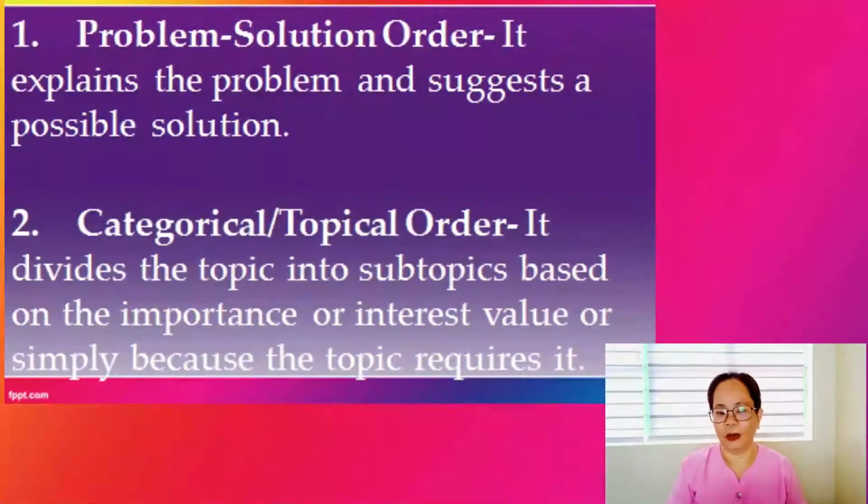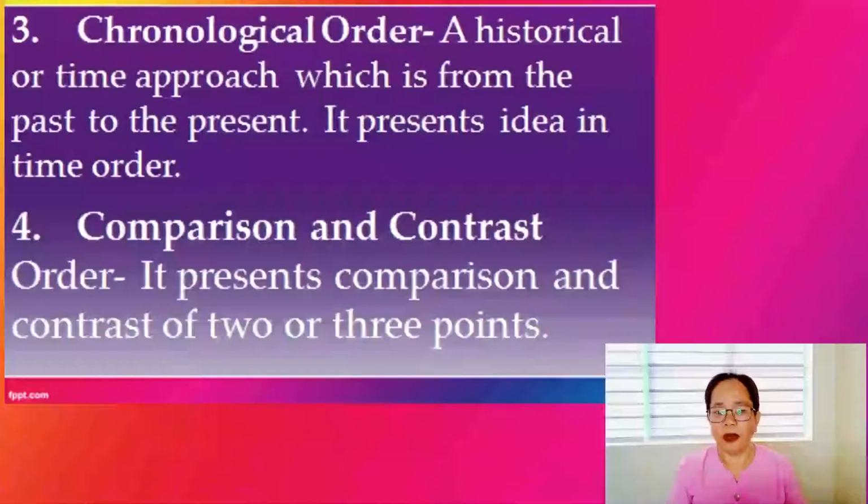Eto yon. Una, problem, solution, order. It explains the problem and suggests a possible solution. Number 2, categorical or topical order. It divides the topic into subtopics based on the importance or interest, value, or simply because the topics requires it. Number 3, chronological order. A historical or time approach which is from the past to the present. It presents idea in time order.